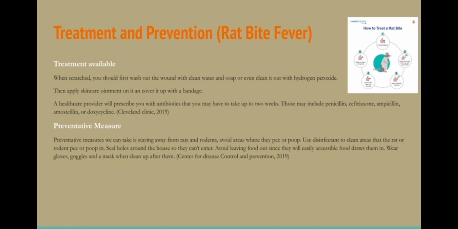Prevention that we can take so we don't get rat bite fever is to stay away from rodents and avoid areas where they poop and pee. Use disinfectants such as sanitizers and anything to clean around the area where the rodent pooped and peed. Seal holes around the house so that they can't enter. Avoid leaving food out because easy access to food draws them in. Wear gloves, goggles, and masks when cleaning up after them.